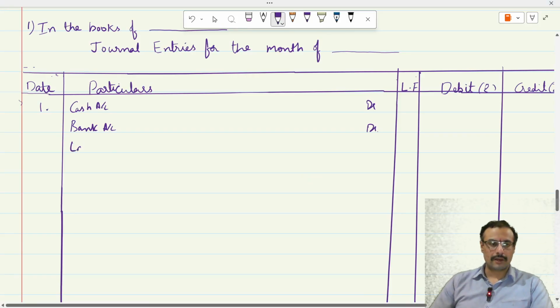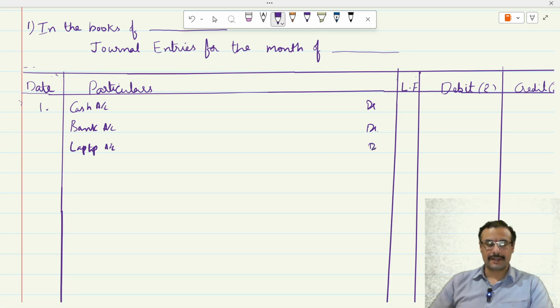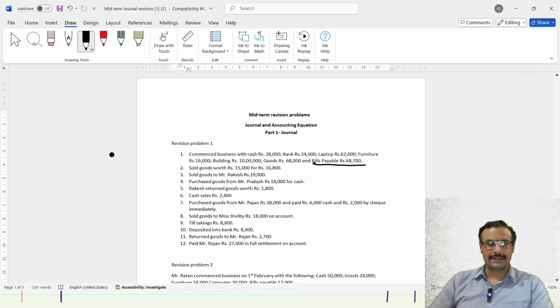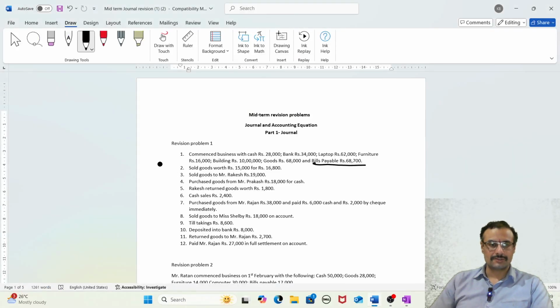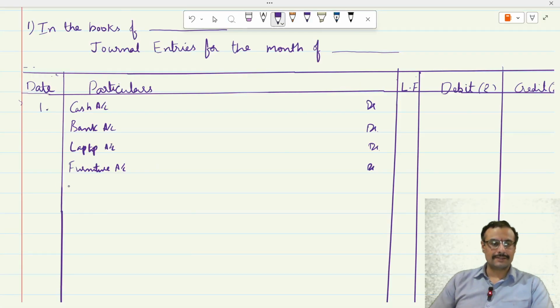Then laptop account debit, because laptop also is an asset, the owner is bringing it into business and it's an asset, it is increasing, so debit. Then furniture account debit, same like laptop, asset, it is increasing, so debit. Then building account debit.